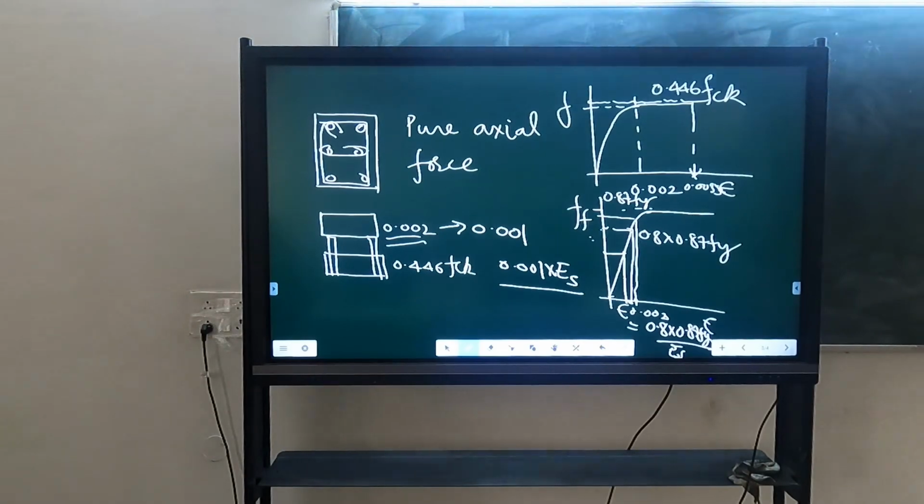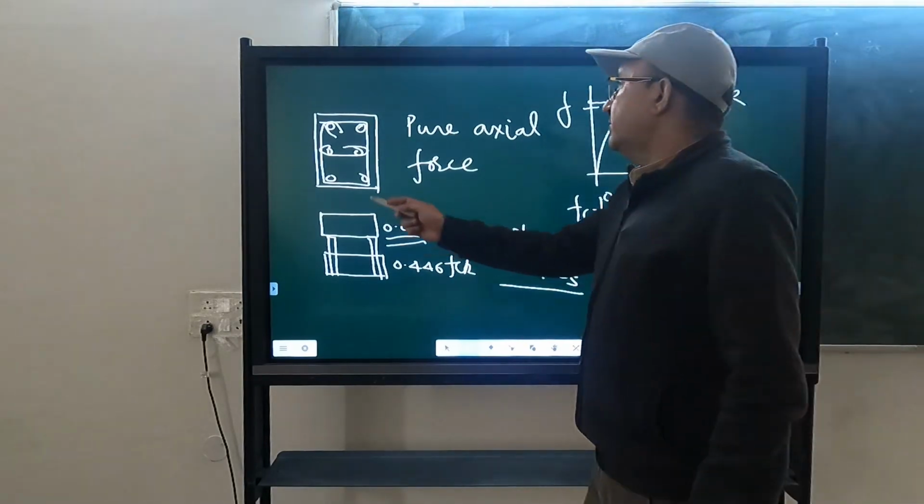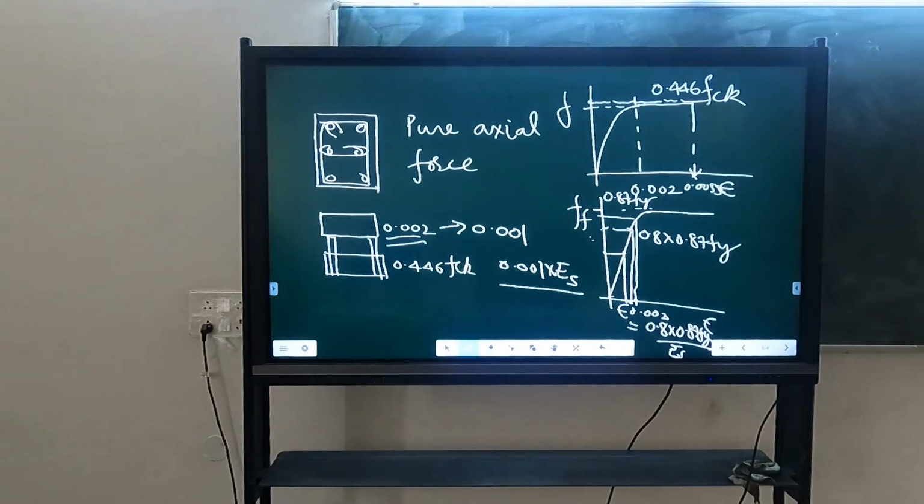Agree? I was expecting some doubt here. It was clear, but I didn't get his doubt. His doubt is that in case of pure axial compression, why are we considering the strain at 0.002, not 0.0035? Am I right? No, that's not his doubt. His doubt was different.